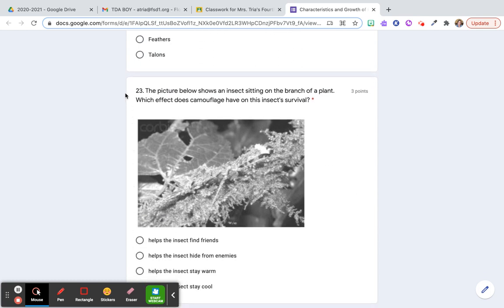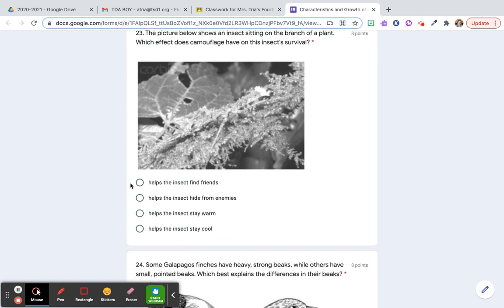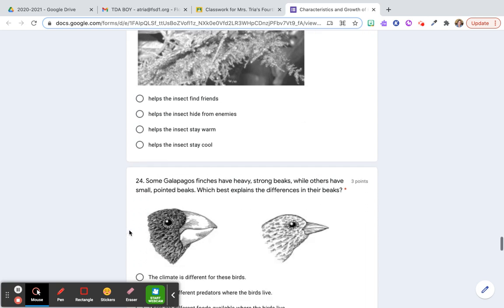Number 23. The picture below shows an insect sitting on a branch of a plant. Which effect does camouflage have on this insect's survival? Helps the insect find friends, helps the insect hide from enemies, helps the insect stay warm, or helps the insect stay cool.